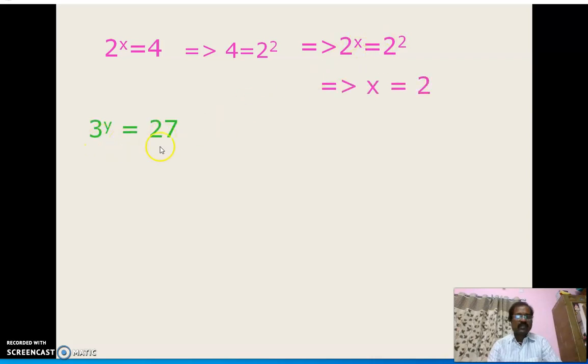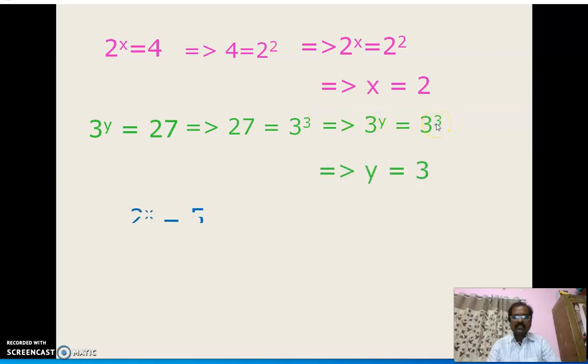And 3 to the power of y is equal to 27. 27 also we can write in base 3. 27 is equal to 3 cube. Therefore 3 to the power of y is equal to 3 cube. So we can equate the exponents. y is equal to 3.